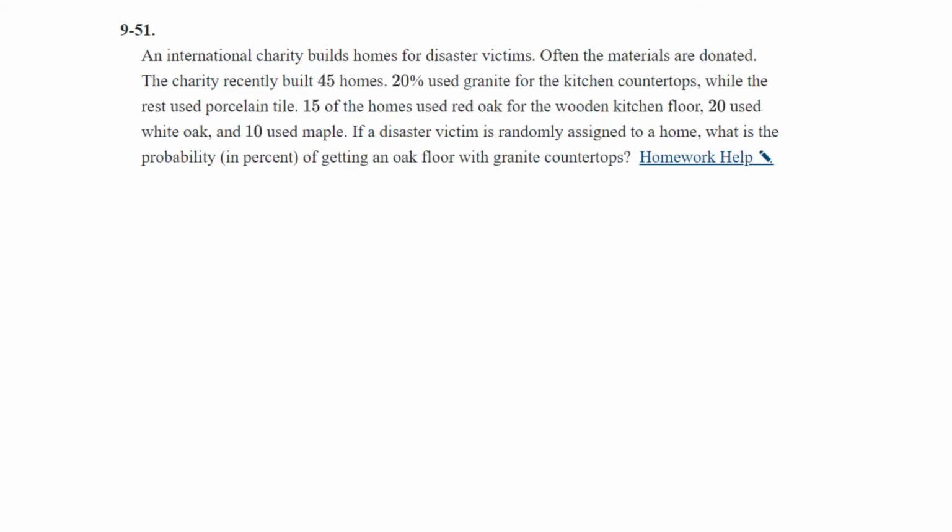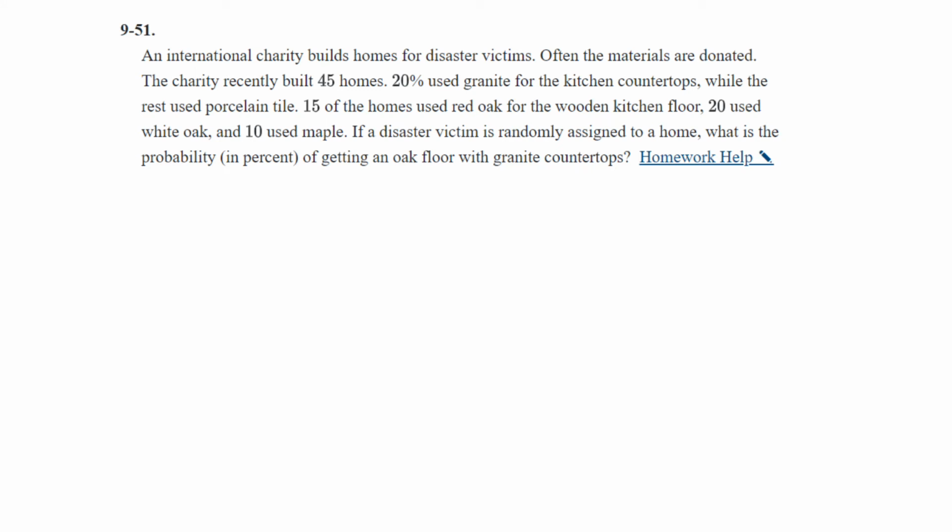Question 51. An international charity builds homes for disaster victims. Often the materials are donated. The charity recently built 45 homes. 20% used granite for the kitchen countertops, while the rest used porcelain tile. 15 of the homes used red oak for the wooden kitchen floor, 20 used white oak, and 10 used maple. If a disaster victim is randomly assigned to a home, what is the probability in a percent of getting an oak floor with granite countertops?